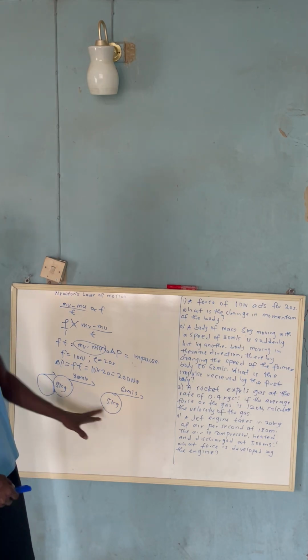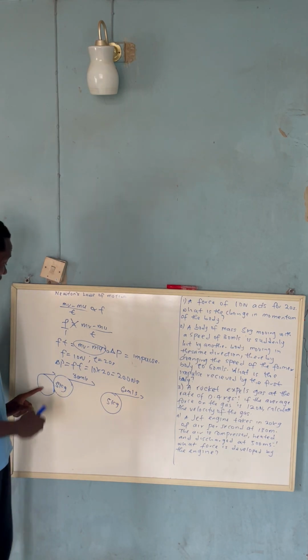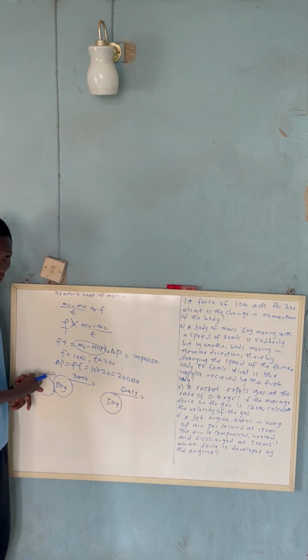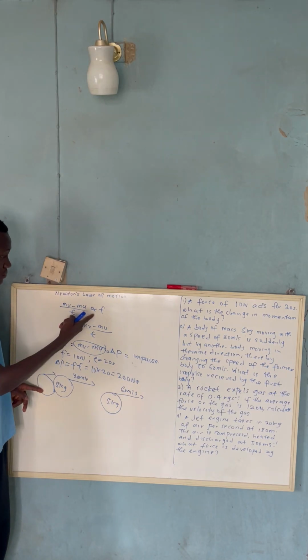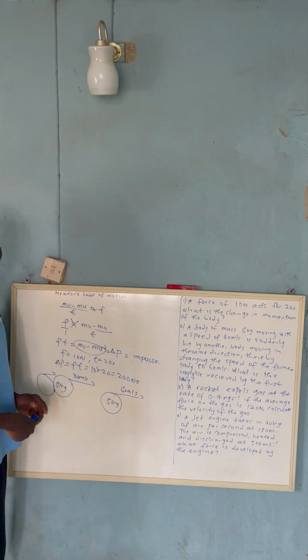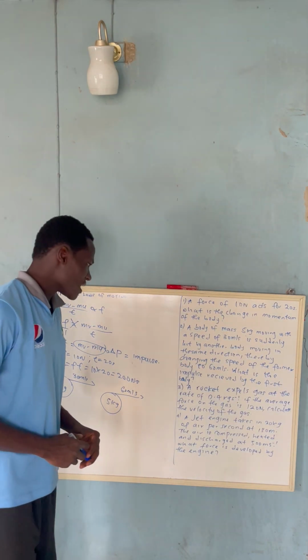Here there is a change in momentum. Why is there a change in momentum? Because there was a force that was applied for this other body. So the force applied to this other body caused a change in momentum of this body. So now what did they ask us to look for?